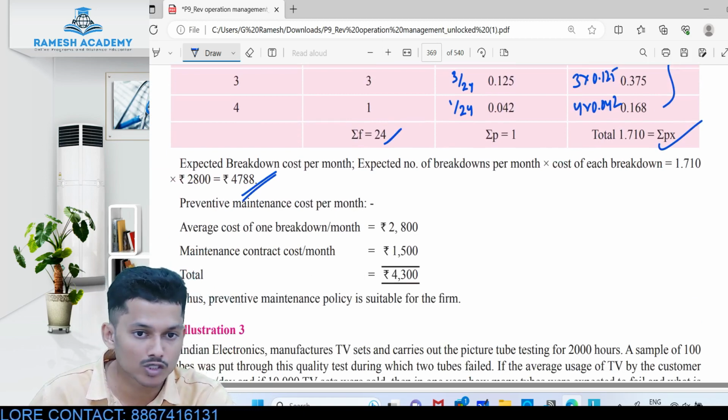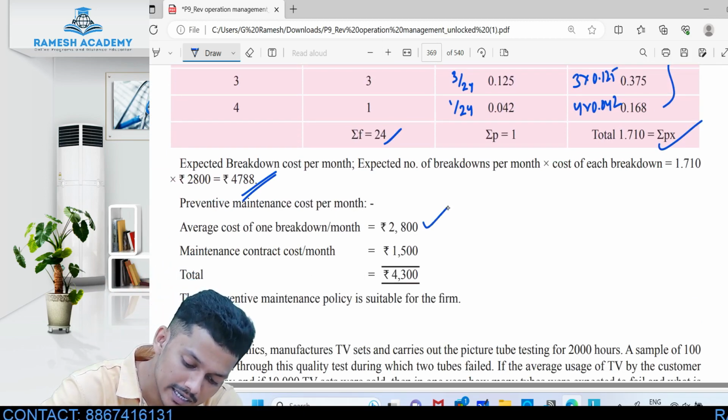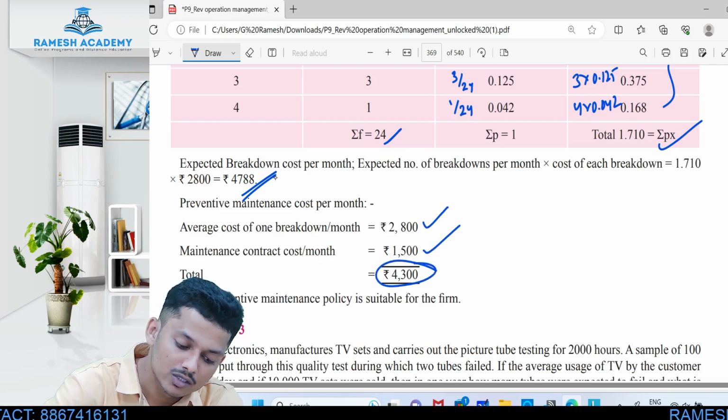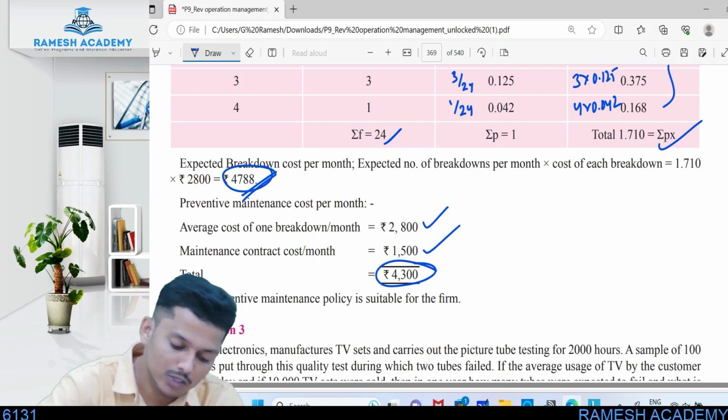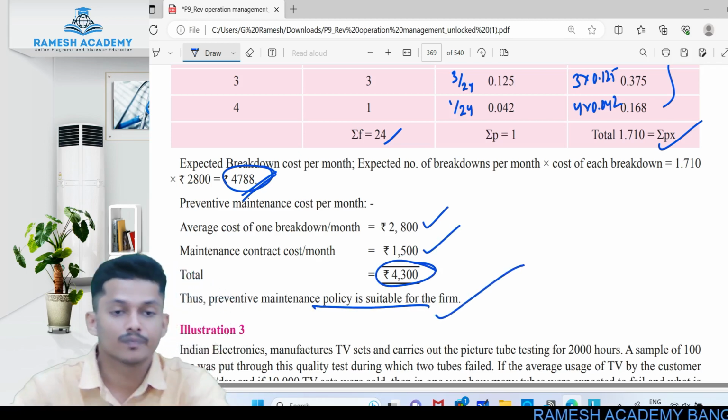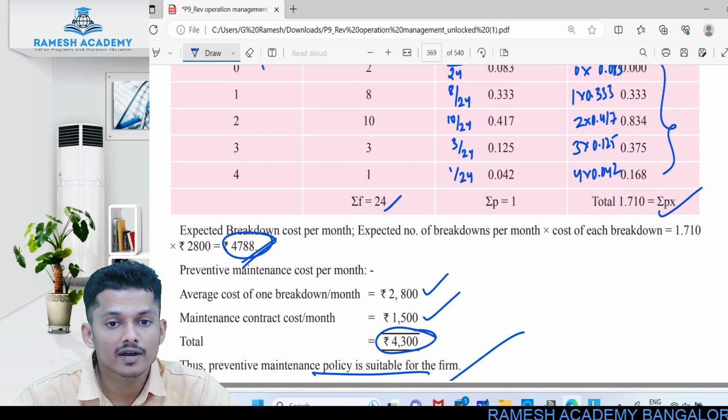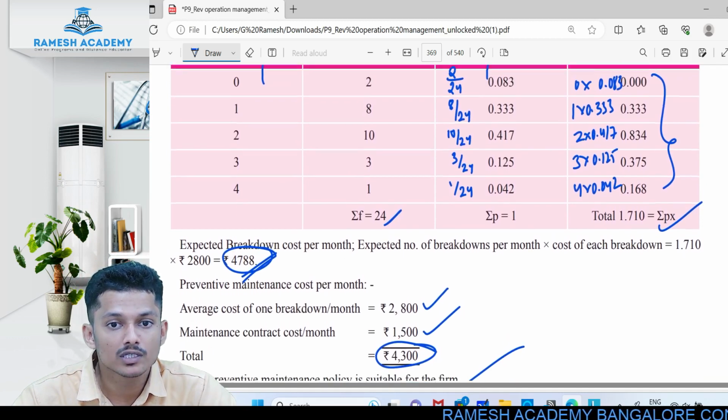After that, you have to take the preventive cost. Preventive means they give these two separately, you have to add them. Out of whichever cost is less, that is beneficial, right? So the preventive policy is only suitable for the firm. Clear? This type of question has high chances. So go through this.